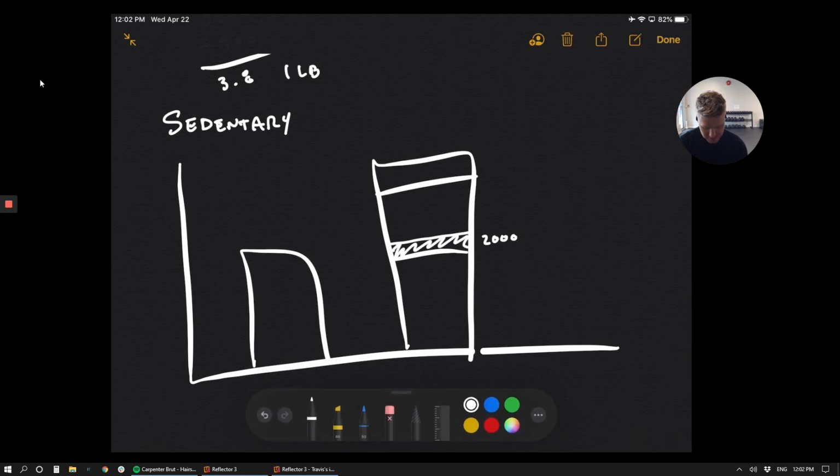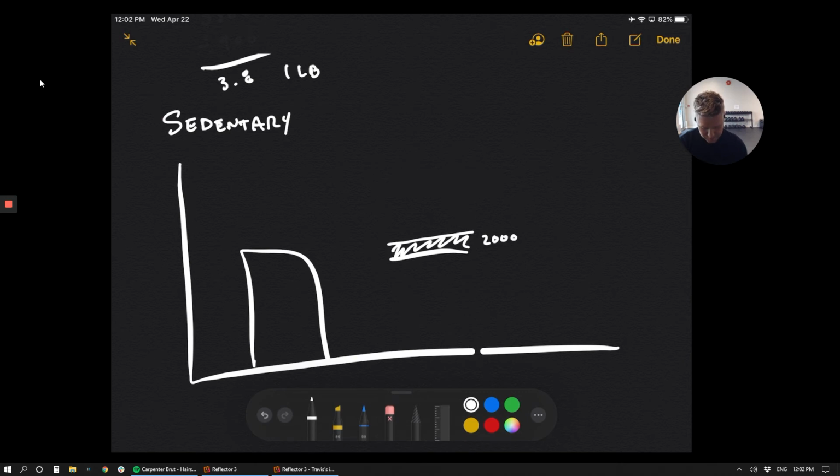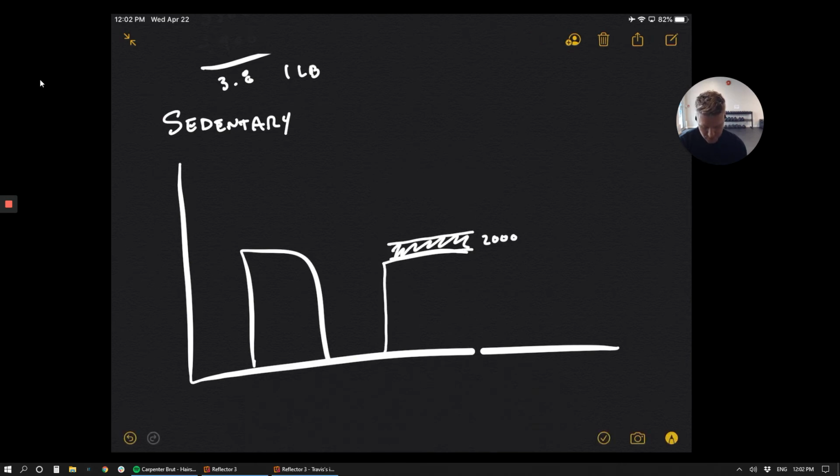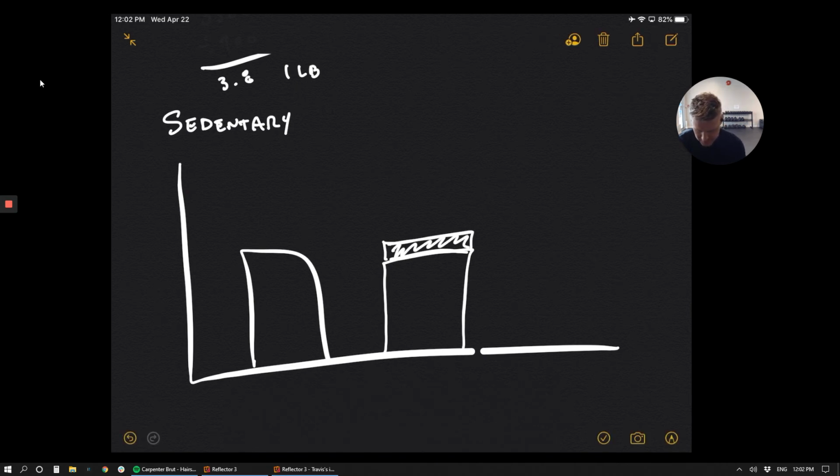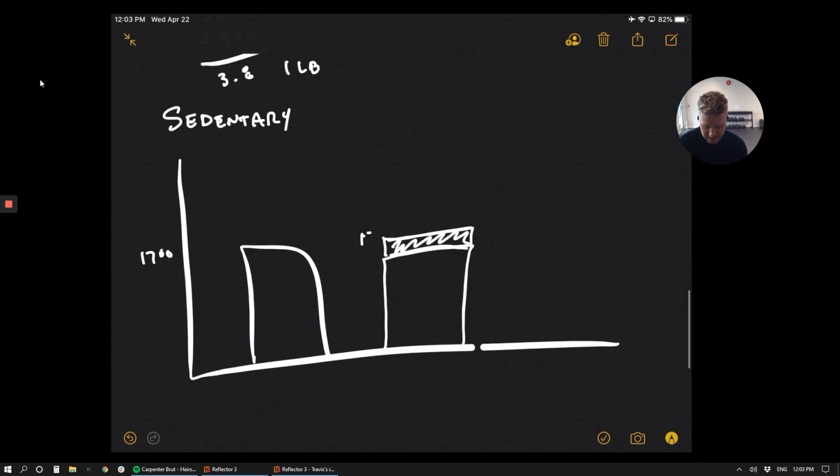Let me just delete this. So BMR is there, and then NEAT is there, and then you're likely not having a workout. So in this case, it is very, very, very difficult to lose weight. If you're able to actually eat 1,700, you're at 1,900, so you've got this slight deficit of 200.